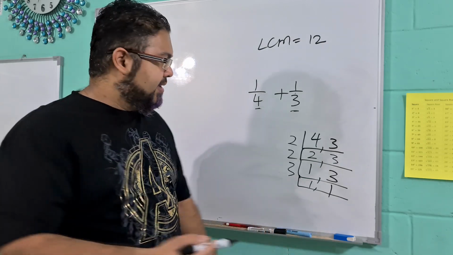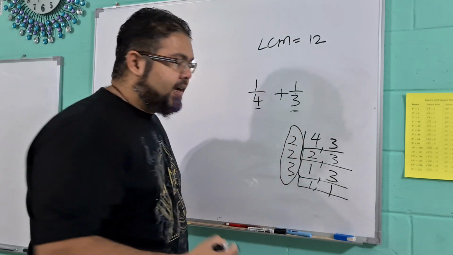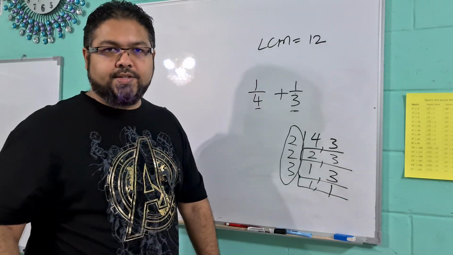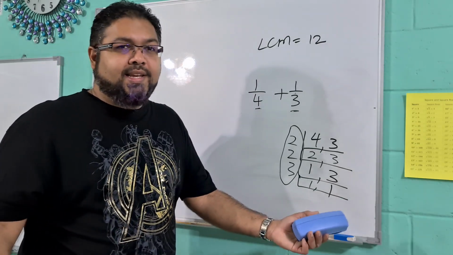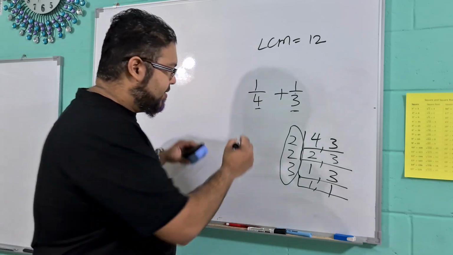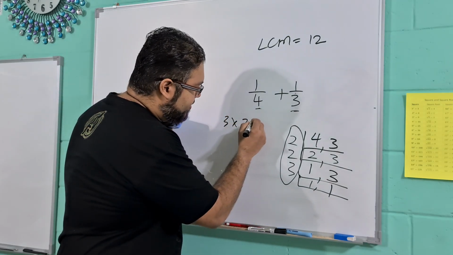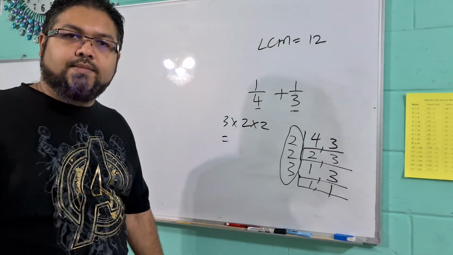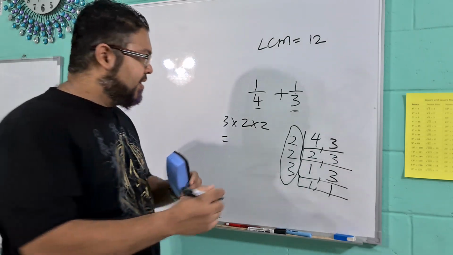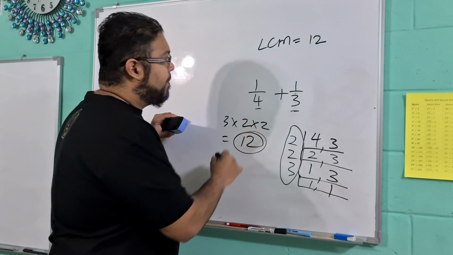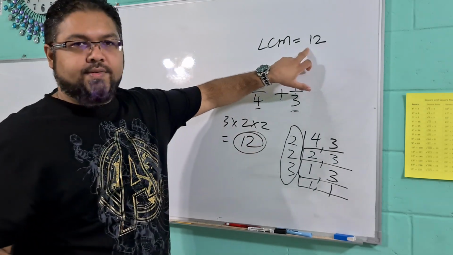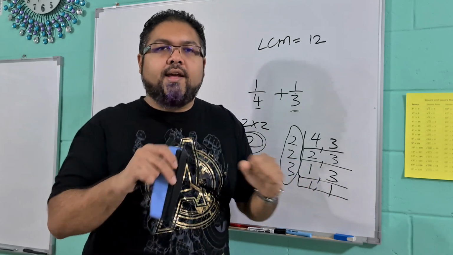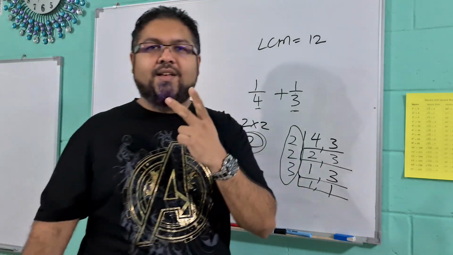So, now, the fun part. All of these numbers on the side here, we just multiply them by each other. It could be any order. Multiplication doesn't really care. So we have 3 multiplied by 2, multiplied by 2. 3 by 2 is 6, and 6 multiplied by 2 is 12. So guys, boom, 12. We got it, using 2 methods, we got it.